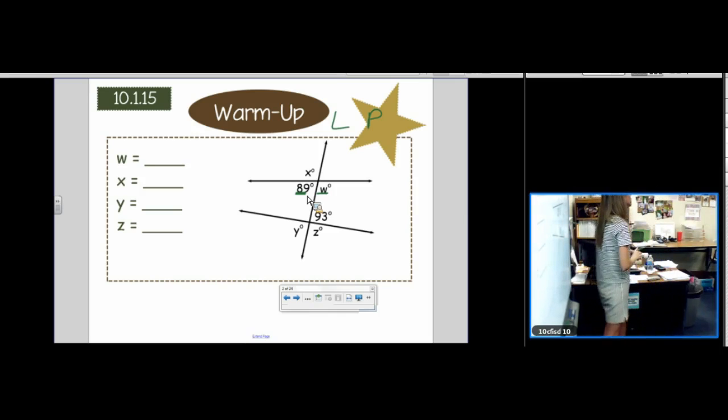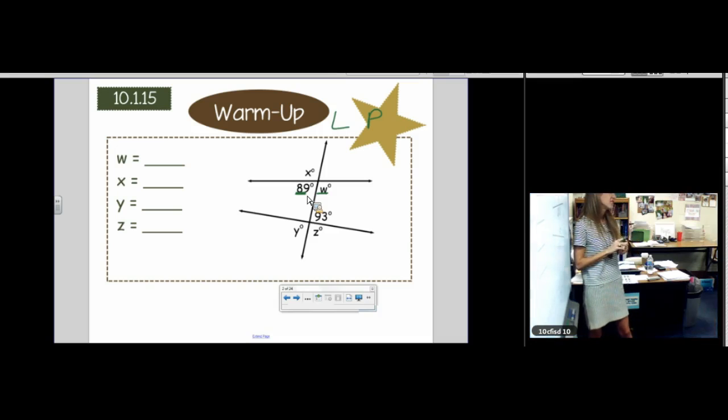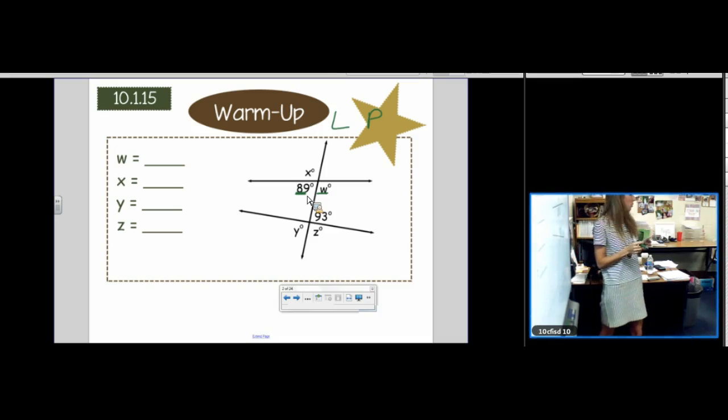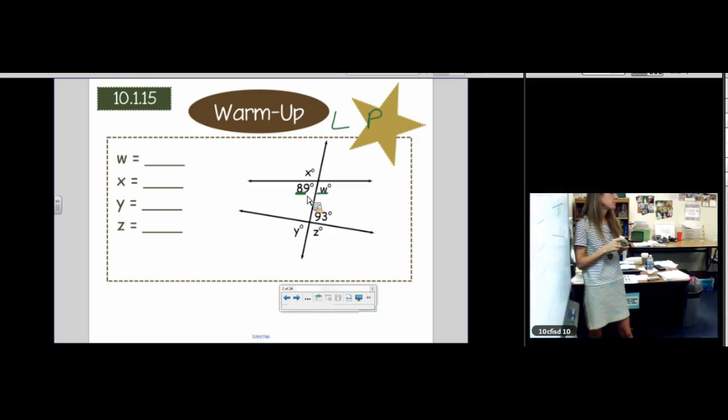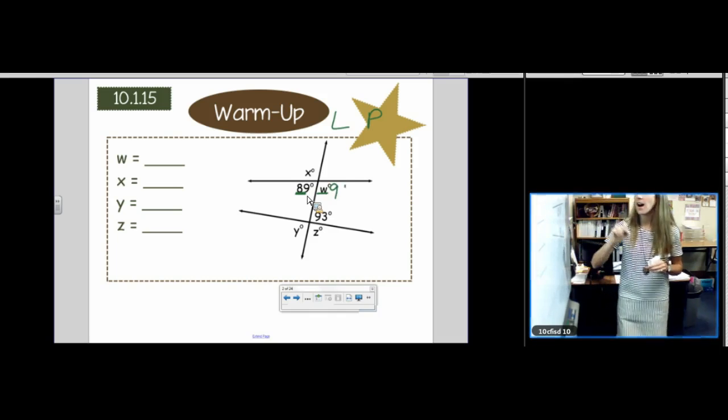They are linear pair. So class, we know that when we know one angle of a linear pair, how might we find the other angle of that linear pair? Subtract from 180. So Yasmin, what is W? You can go grab that calculator. Sabian, what's W? 91! Awesome. The answer to W was 91.